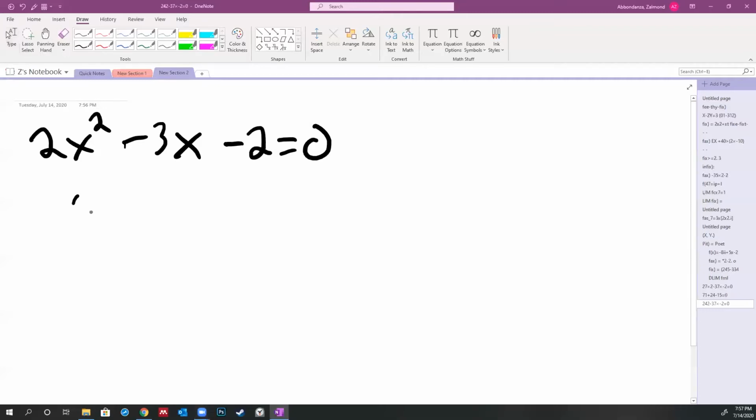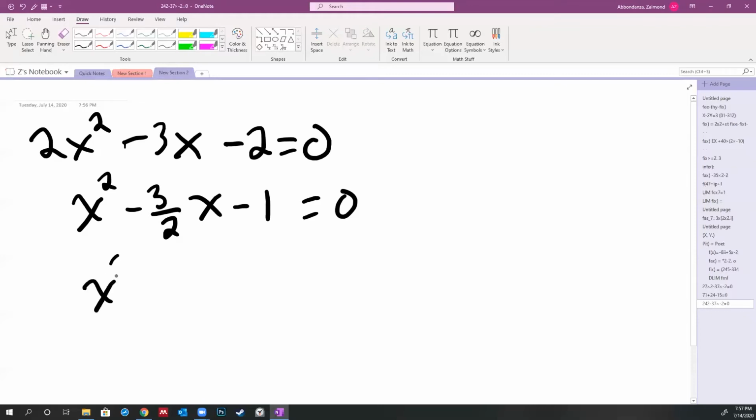So I have x squared minus 3/2, because I'm dividing this term by 2, minus 1, because again, I'm dividing this term by 2, equals 0. Then there are a few different ways to do everything. I'm going to first move this -1 over to the other side. I'm going to add 1 to both sides, so I just have my x's here. So I have x squared minus 3/2 x equals 1 over here. I just moved that 1 over.